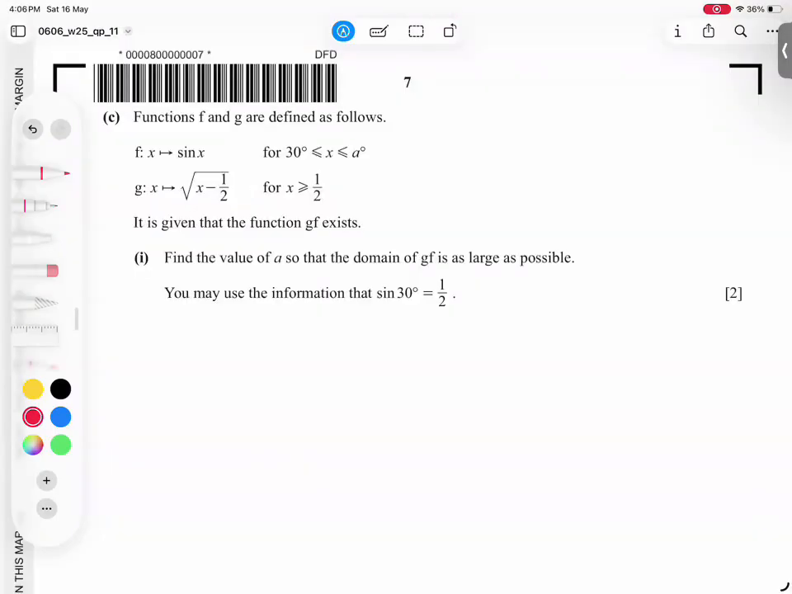Part T, students, we have function f of x given this, g of x given this. This is the domain of function f, this is the domain of function g. It is given that gf exists. You know what existence means? Let me tell you very clearly, this statement is very important. This is called the inner function, inner. This is called the outer function, outer.